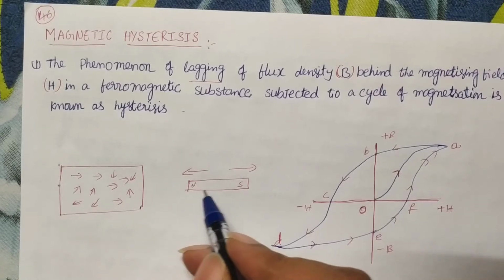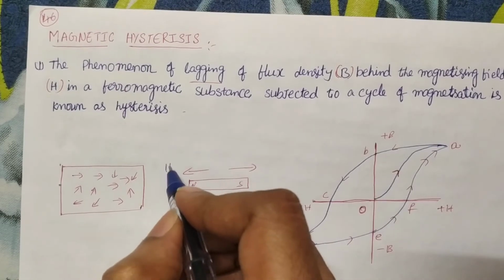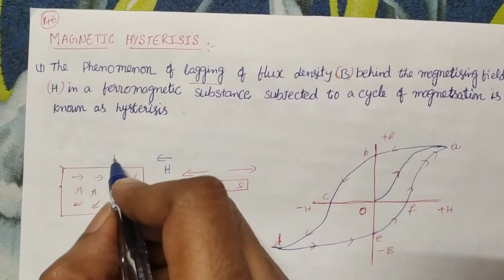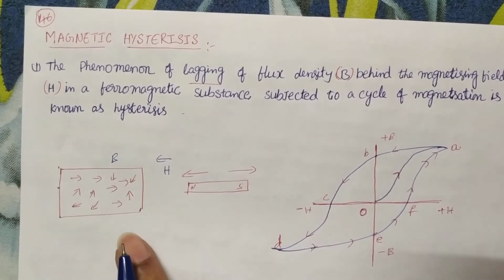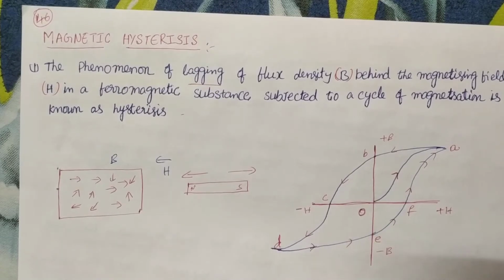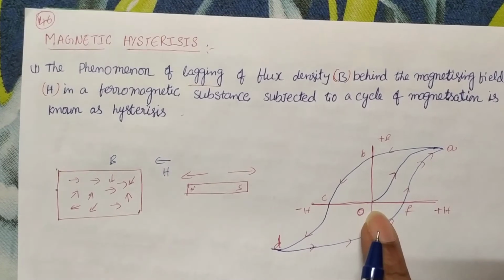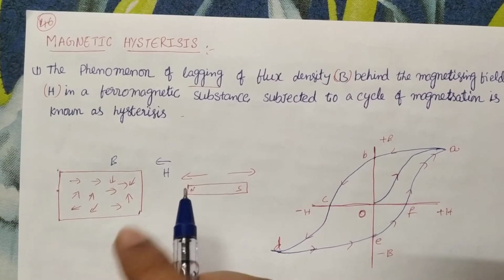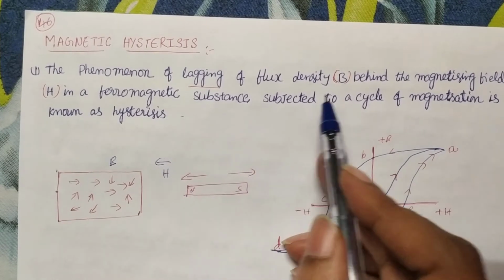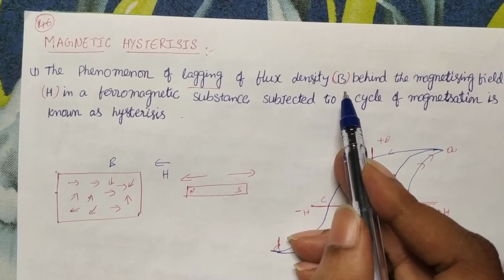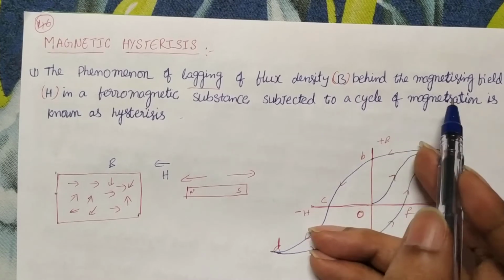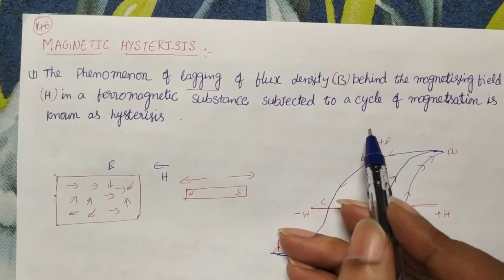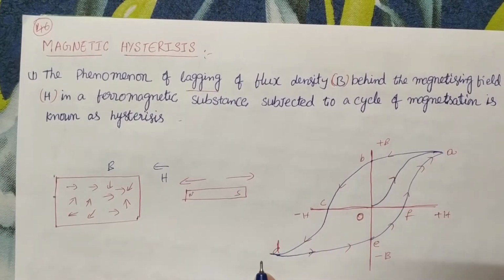So as we apply the field H in this material, how do I or B increase inside? They draw a graph here. They observe that there is a lagging of B when compared to H. So you see the phenomenon of lagging of flux density. Flux density, which is nothing but magnetic induction, lags behind the magnetizing field H in a ferromagnetic substance. That is what you call hysteresis.